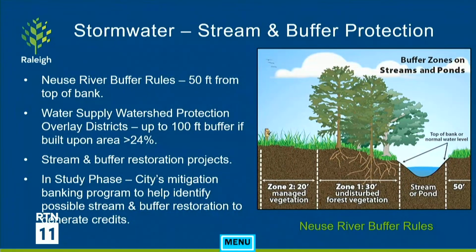Stormwater, as part of our engineering services program, is also doing really important work here. Of course, Neuse River buffer rules apply in Raleigh. Additionally, we have water supply watershed protection overlay districts, and we pursue restoration projects that target streams and buffer areas for enhancement. We're currently studying a mitigation banking program that could help identify possible restoration projects that could help develop credits for other city programs.